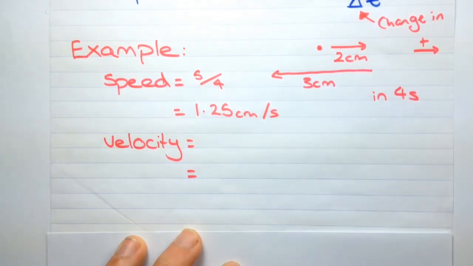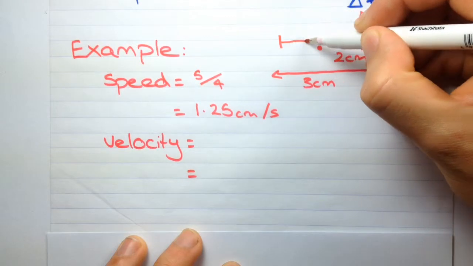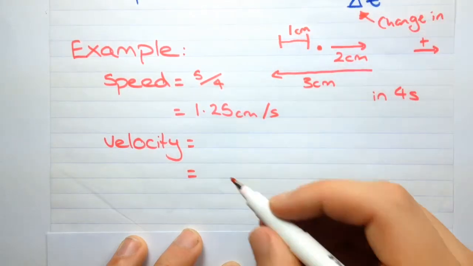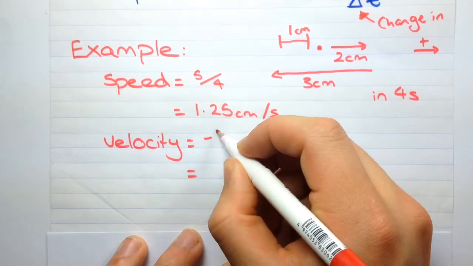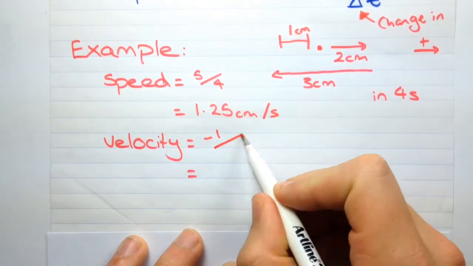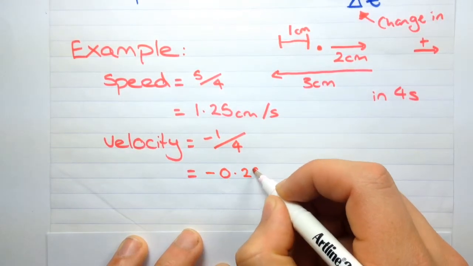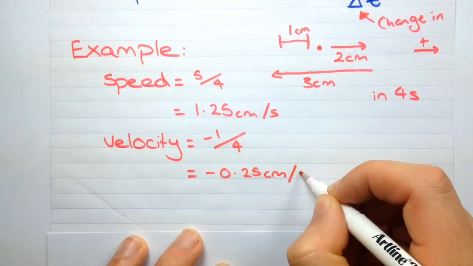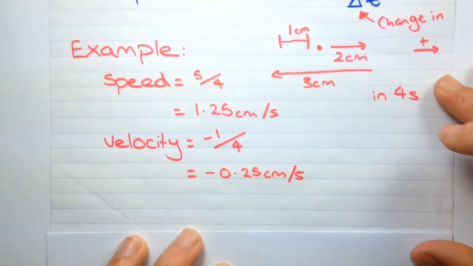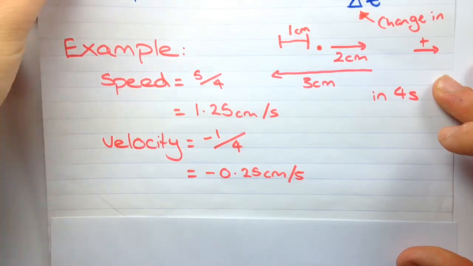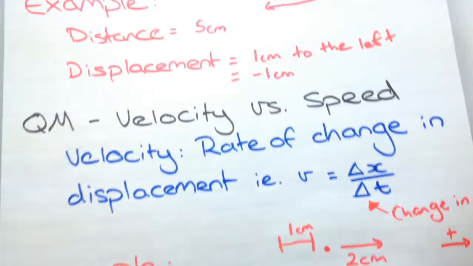Its velocity, on the other hand, again, it only ends up 1 centimeter to the left, or minus 1 centimeter. So here, it's actually ended up 1 centimeter, and that's taken it 4 seconds. So that's minus 0.25 centimeters per second. That's its velocity, its average velocity. And so now we've got distance, displacement, velocity, and speed.